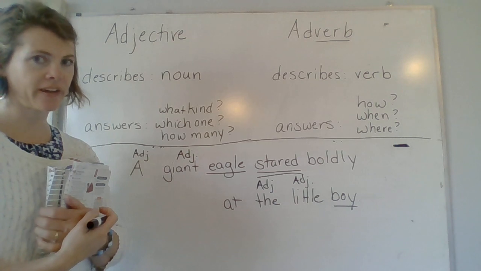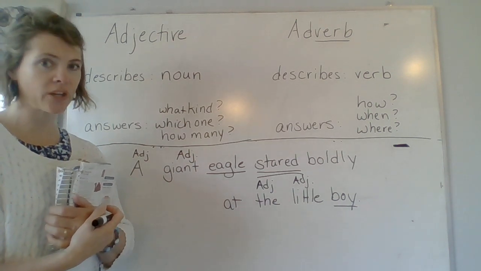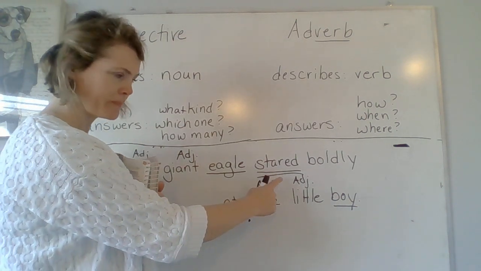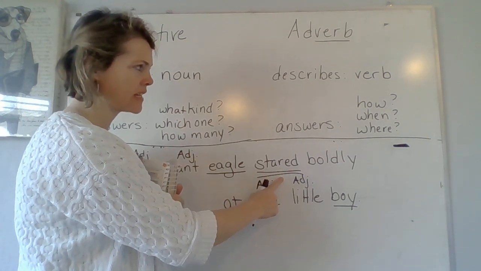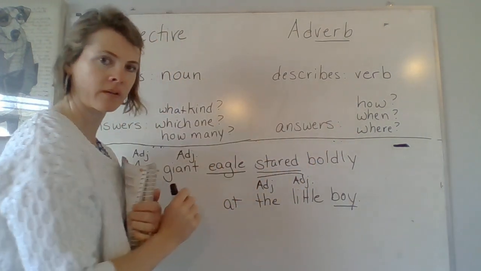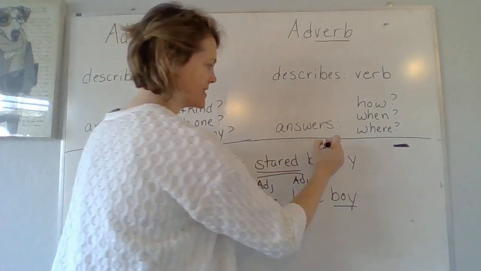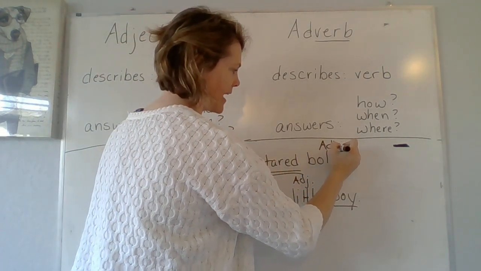Now it's time to find our adverb. To find the adverb, we go to the verb. I hope you said that. And then we ask our questions. Stared how? Boldly. That's how he stared. That is our adverb.